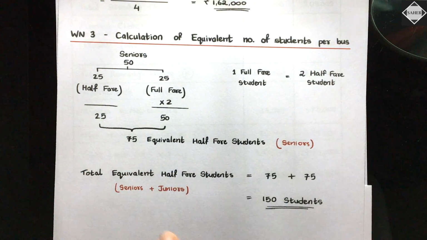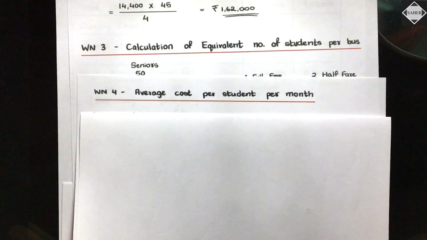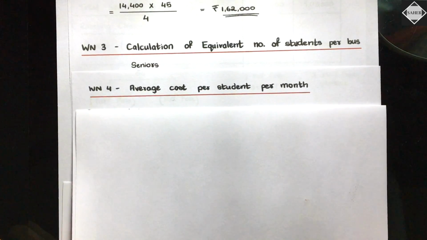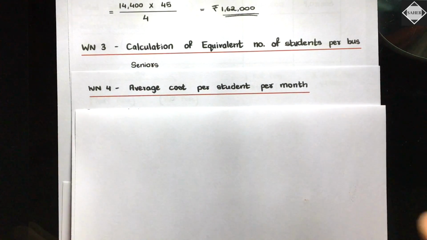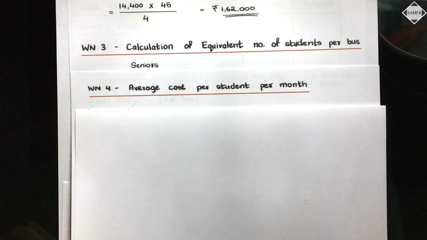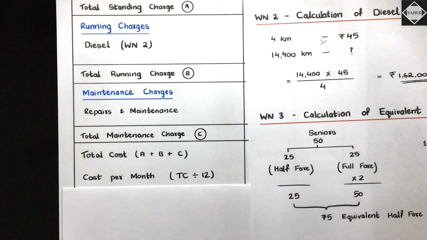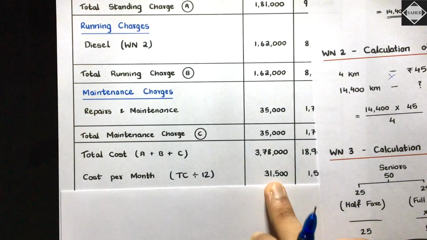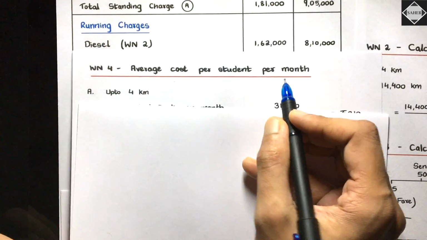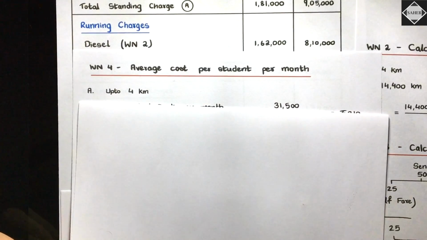In this there are seniors also, juniors also, right? So how will it happen? It's really simple. Let me just show you. Average cost per student per month. Now we have to calculate. From the cost sheet, we already know the cost per month. We know it is 31,500. Average cost per student per month within 4 kilometer distance.